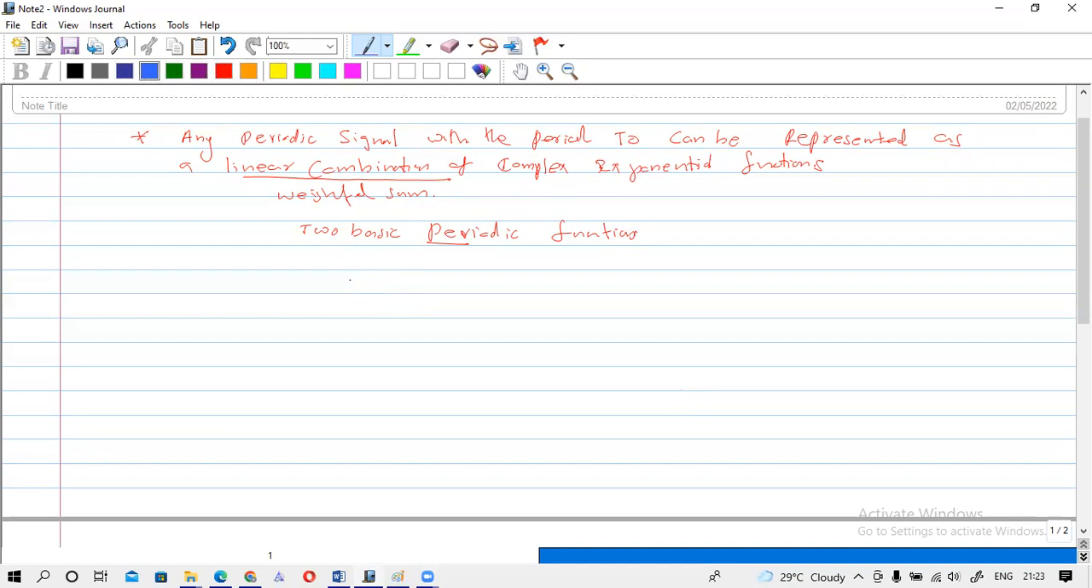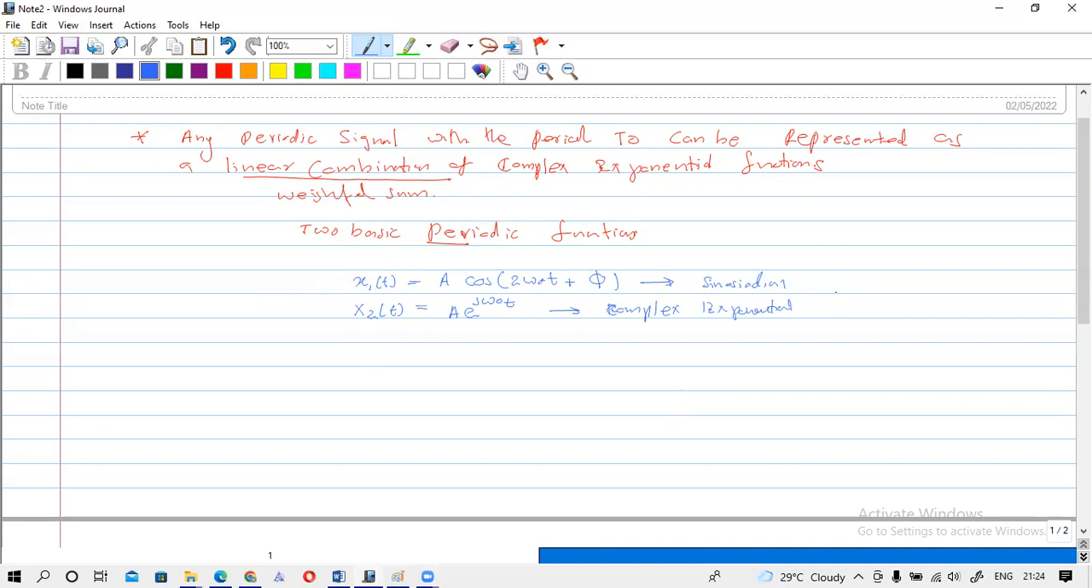One is the sinusoidal signal. Let's say it is x1(t). So this is the sinusoidal signal. And the other periodic signal is the complex exponential signal. So we can write it like this. This one is a sinusoidal signal, and this one is the complex exponential signal. I hope you can remember these two basic periodic functions.